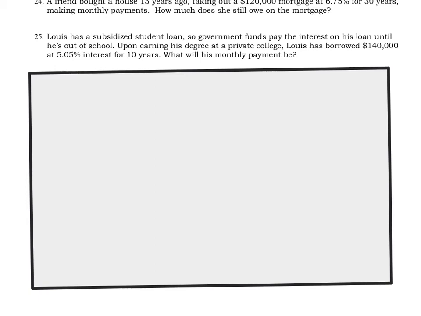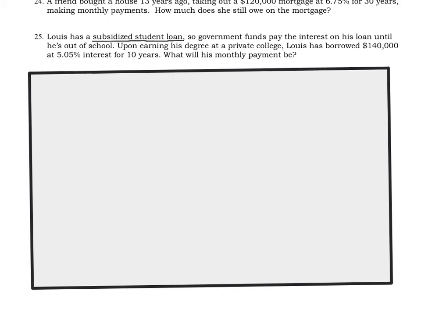Finance practice exercises number 25. Lewis has a subsidized student loan, so this is important right here. So government funds pay the interest on his loan until he's out of school. Upon earning his degree at a private college, he borrowed $140,000.